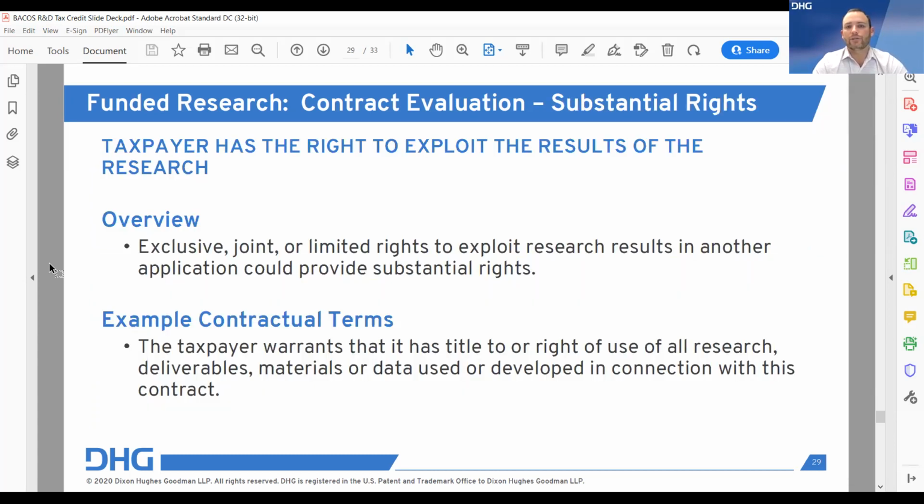And then going back to substantial rights, essentially, you just have to have the ability to use some or all of the intellectual property, should there be any, in some future capacity. You don't have to actually use it. You have to have the ability to use it.